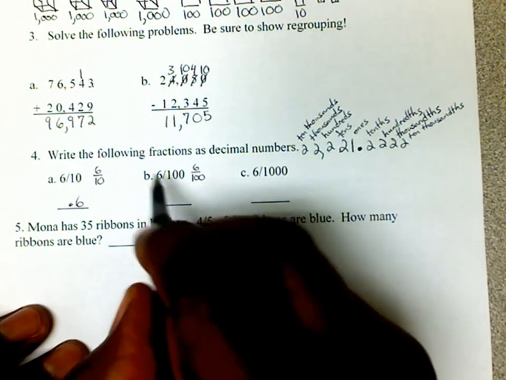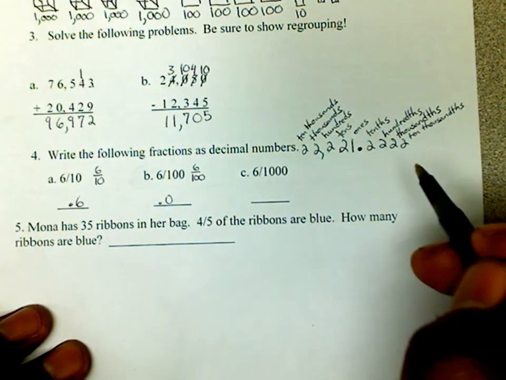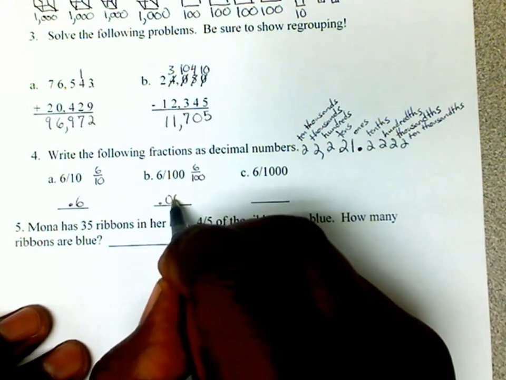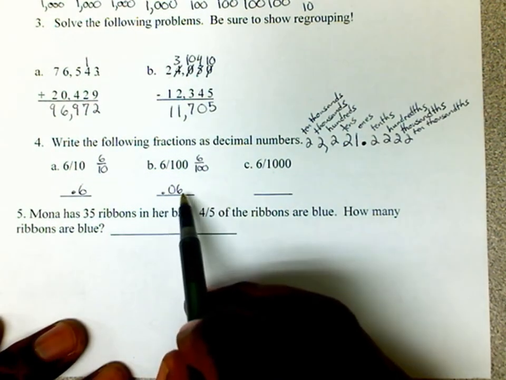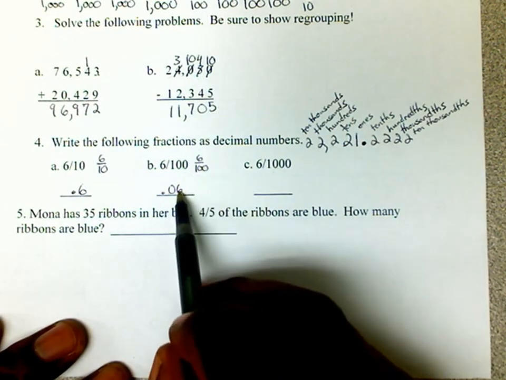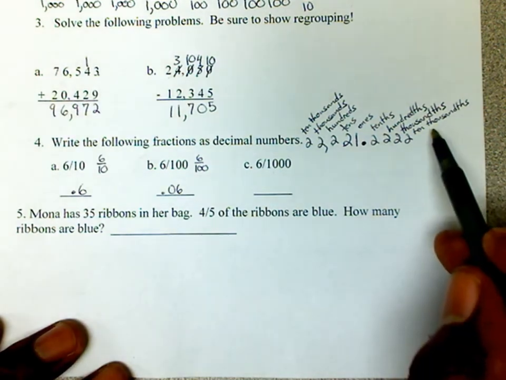Now, 6 hundredths, which could also be written like this, means you'd have to have your decimal, you would have to have a tenths place, and you would have to have 6 hundredths. Don't have any tenths, but we have 6 hundredths. So you put your 6 in your hundredths place.